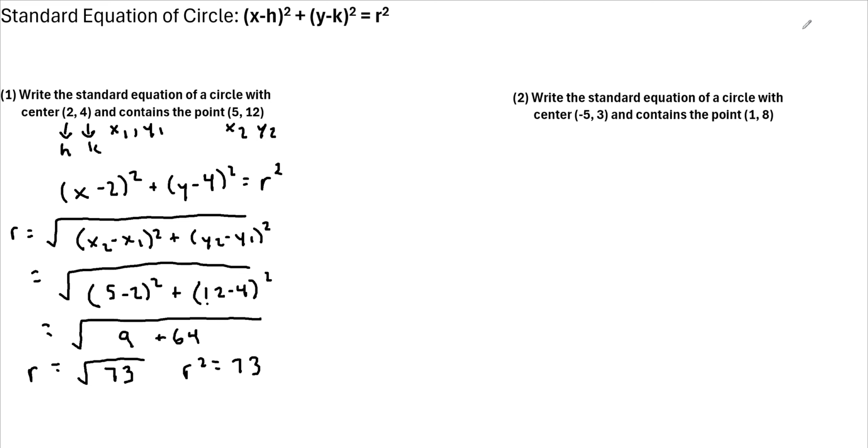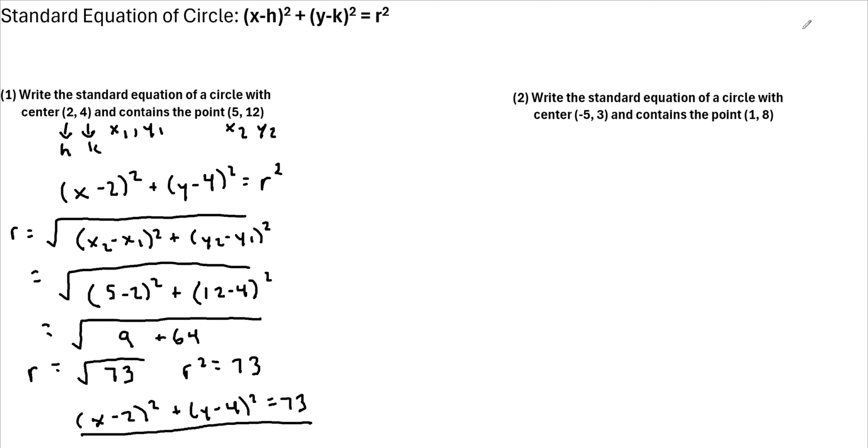So now we have all of the values that we need to write the standard equation of the circle. We get (x - 2)² + (y - 4)² = 73. And that will be our final answer for this one.